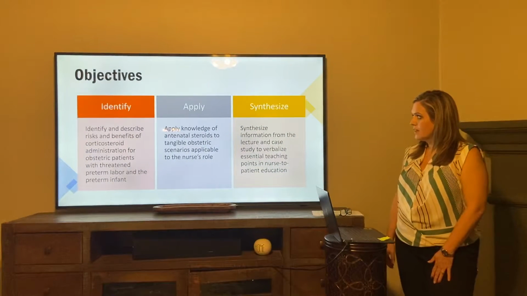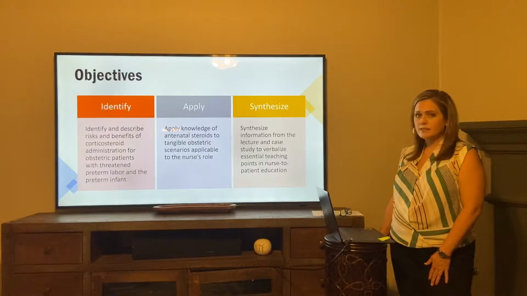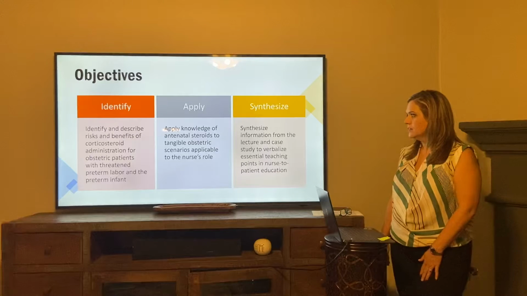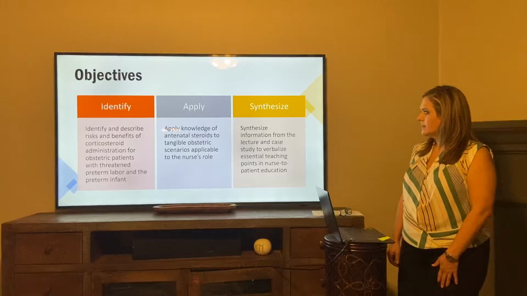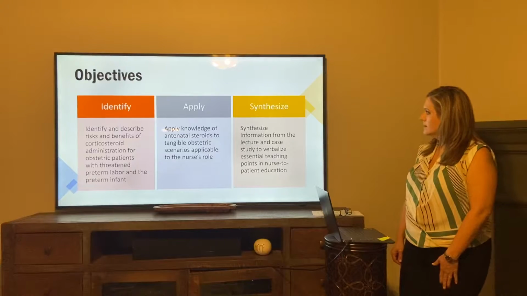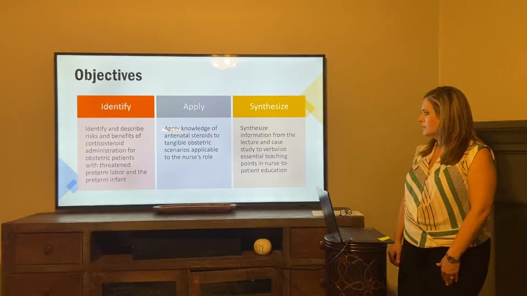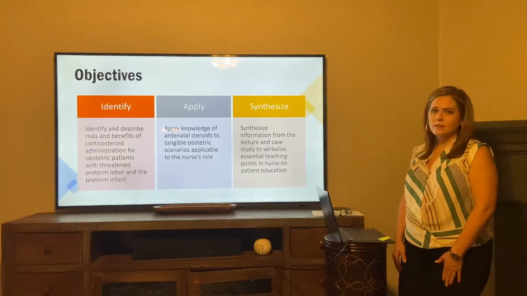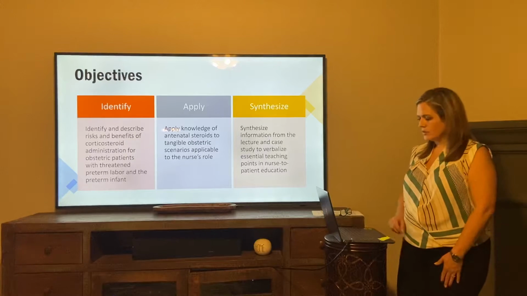Our objectives for today are to identify and describe risks and benefits of corticosteroid administration for obstetric patients, apply knowledge of antenatal steroids to tangible obstetric scenarios, and synthesize information from the lecture and case study to verbalize essential teaching points in nurse-to-patient education.